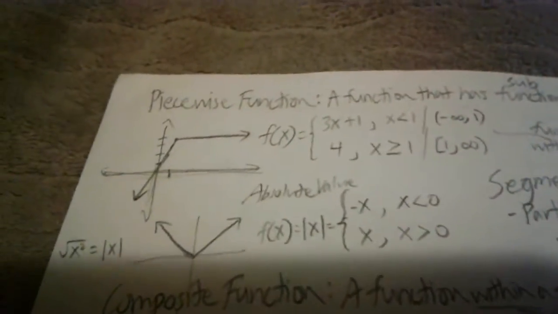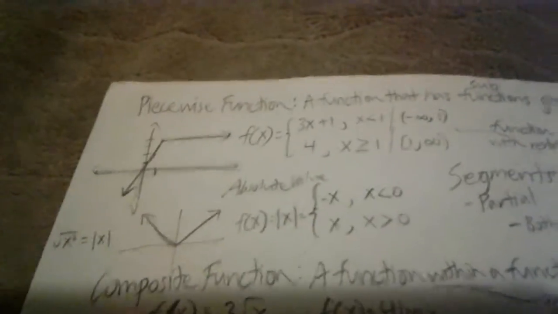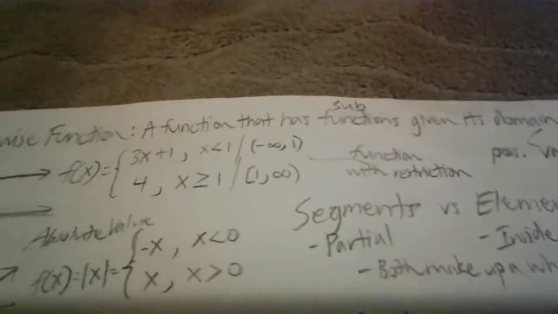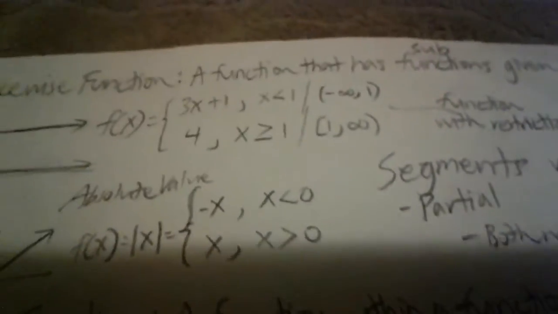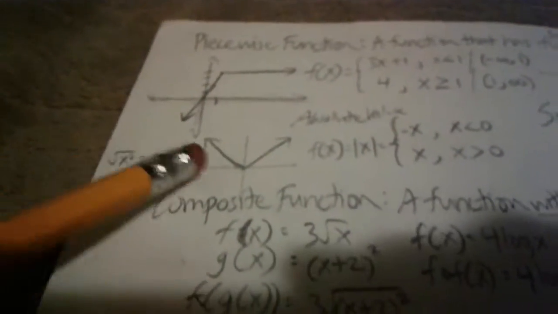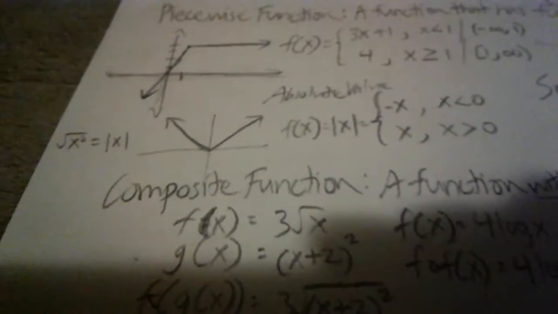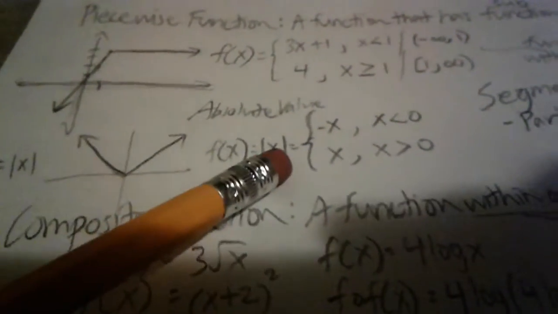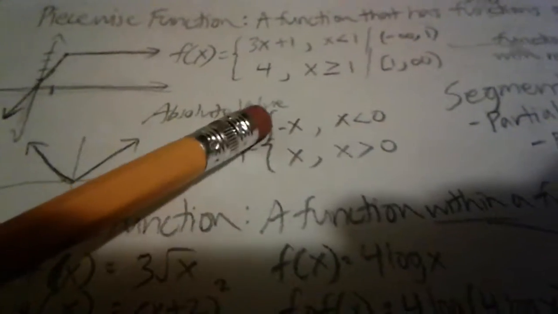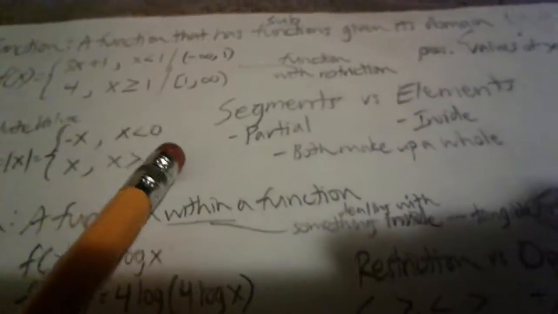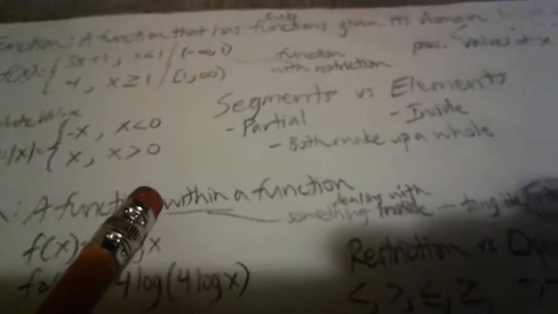Piecewise functions are functions that have subfunctions given its domain. So if you have a function like this, you can break it apart using the restrictions of the domain. So we have this function for that area and then that function for that area. Okay, I wish I had my eraser. Okay, I do. So let's see. Y equals, or f of x equals absolute value of x, which can be broken down into two separate functions, this one and that one.